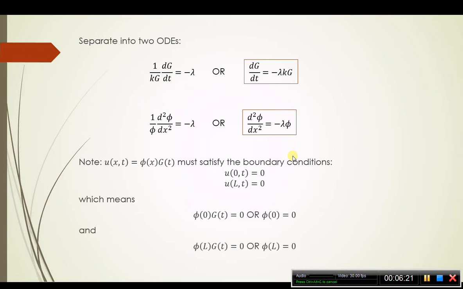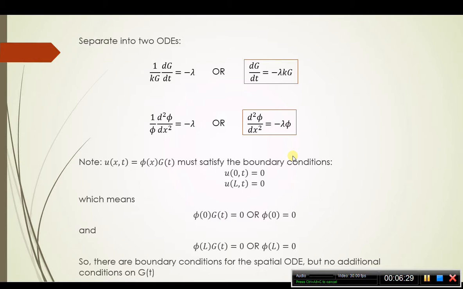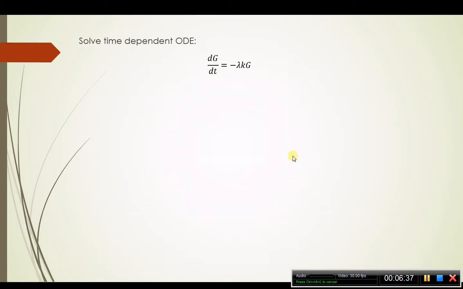Similarly, at the right-hand boundary, we have phi of L times g of t has to equal 0, or simply phi of L is equal to 0. So there are boundary conditions for the spatial ODE that we have, but no additional conditions on the ODE for g. Okay, so now let's look at solving the time-dependent ODE. We have two ODEs. They're totally separate. We can solve them separately.